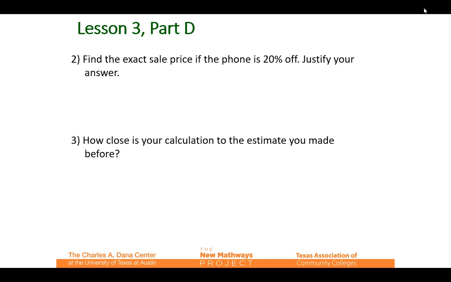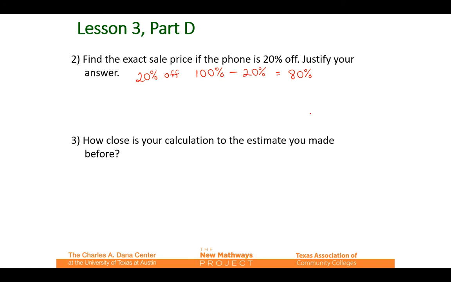Find the exact sale price if the phone is 20% off. Justify your answer. Well, remember, if it's 20% off, that means we are going to pay, this is full price would be 100% minus 20%. We will pay 80%.